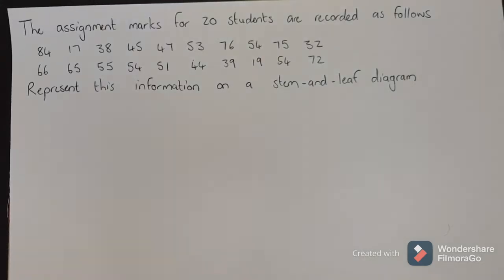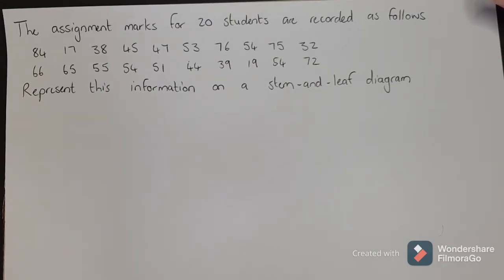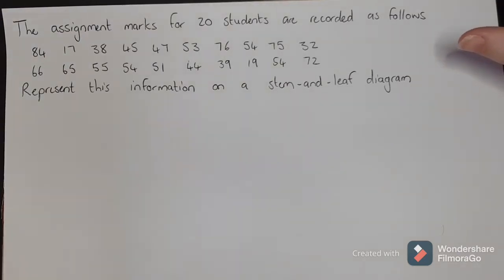In order to draw a stem and leaf diagram, we're going to be given a question that has a specific amount of values. So for example, here we've got the assignment marks for 20 students, and we're asked to represent all of that information on a stem and leaf diagram. So we can see by this array of 20 values that those are not in order.